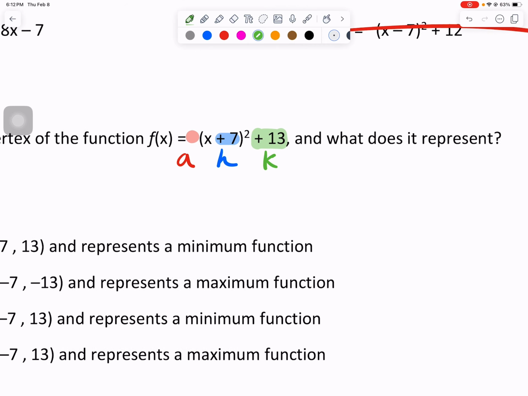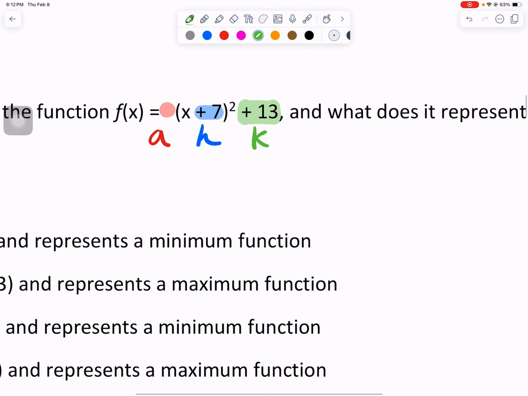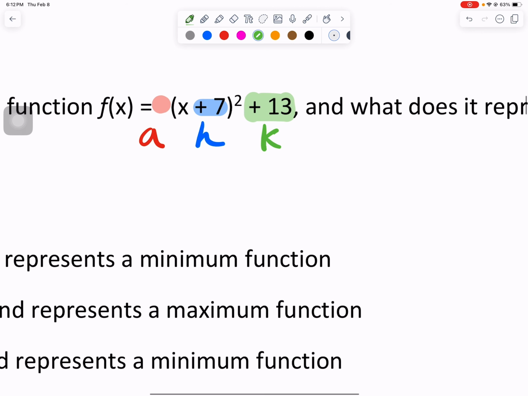Now, when we write a function into a vertex, we need to pull out the h and the k. The h is inside the parentheses, and yes, it is in blue. And when we write that vertex, we need to flip the h, because we write it as negative 1 times h, and negative 1 times positive 7 simply becomes negative 7. However, the k stays the same.